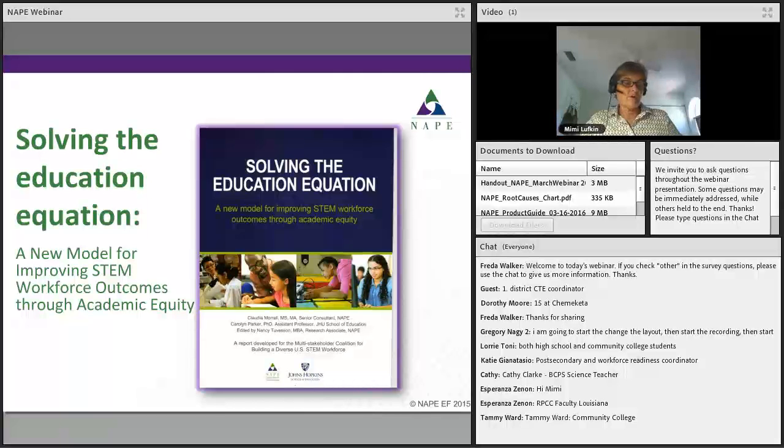The report itself was developed by a multi-stakeholder coalition representing businesses, nonprofits, civil rights groups, K through 12, higher education associations, and quasi-governmental agencies, all concerned about advancing the U.S. global security and competitiveness through a strong STEM workforce.